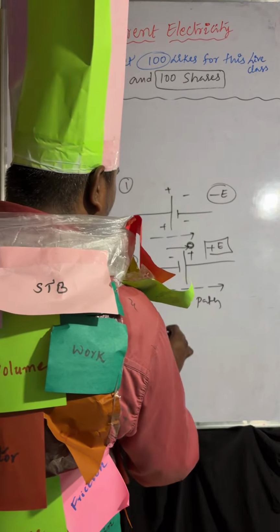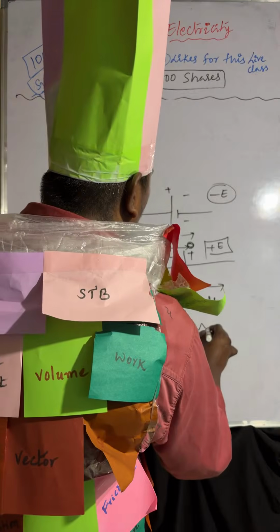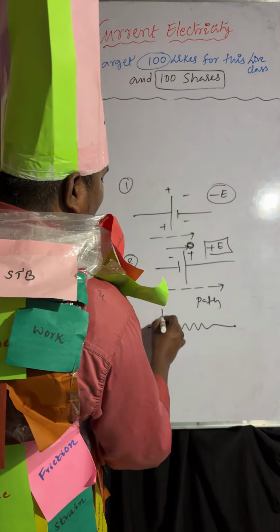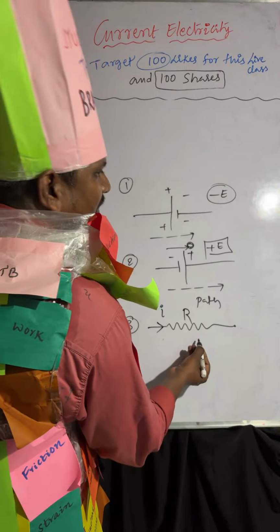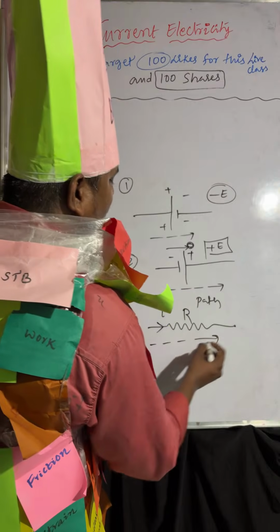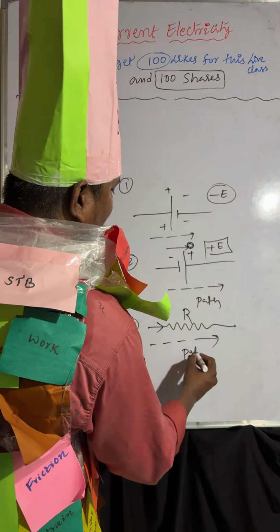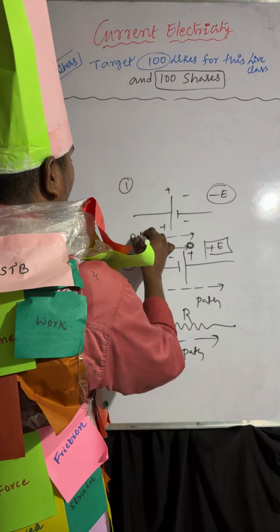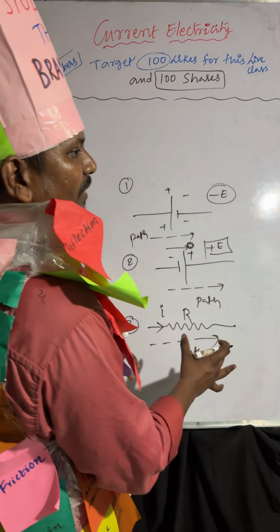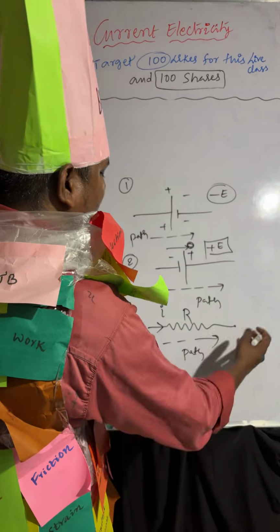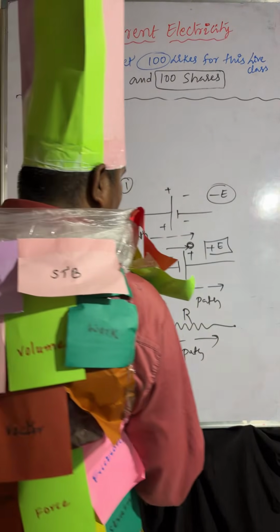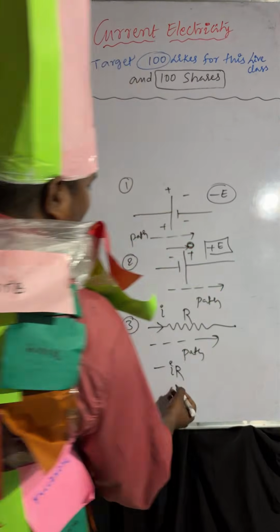Coming to the third one, if you are moving across the resistor along the current direction, this is the resistance and the current. The path is very, very important here also. In which direction you are moving is very important. If you are moving along this direction, the IR term is a decrease in potential, so minus IR.